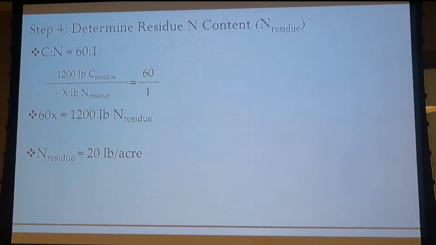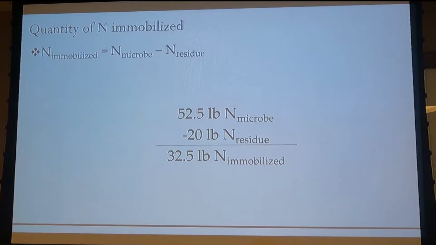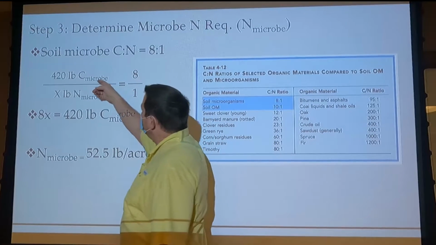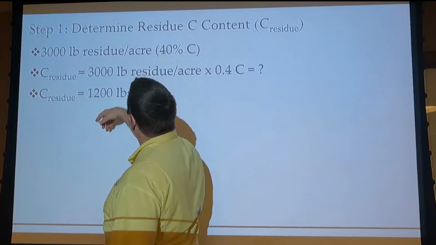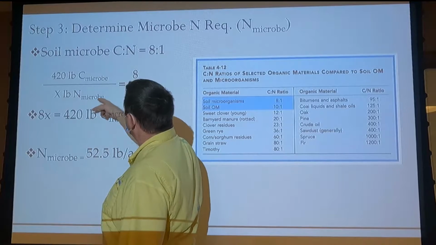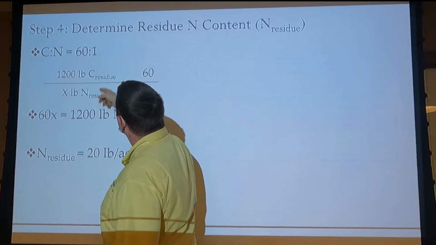Next, we're going to determine the N content of the residues. We know that the carbon nitrogen ratio is 60 to 1. We know that we had 1,200 pounds of residue that was available. So there are 20 pounds of nitrogen in those residues. Next, it just becomes a very simple equation. We just have to go about finding carbon residue, carbon microbe, N microbe, and N residue.